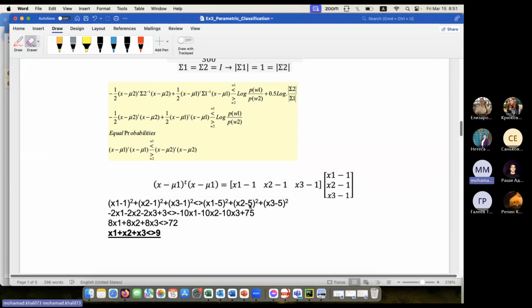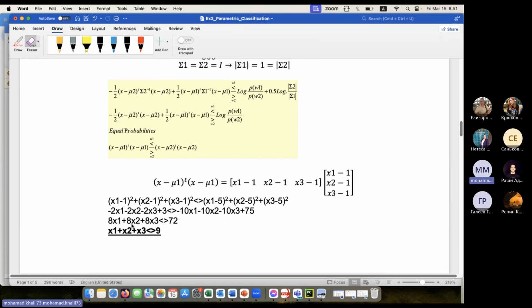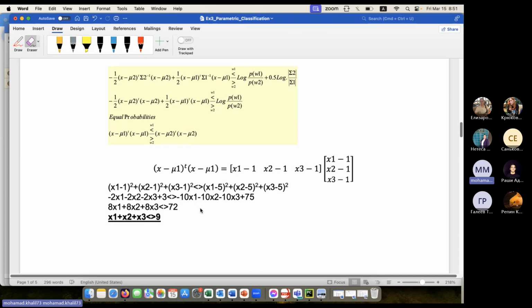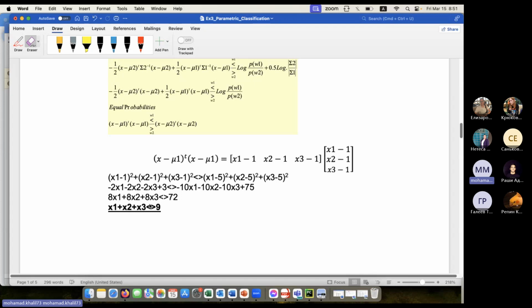You can simplify by all the squares, and you will have minus 2x1, minus 2x2, minus 2x3, plus 1, plus 1, plus 1, plus 3. If it is less than or greater than, minus 10x1, minus 10x2, minus 10x3. And at the end, look at the end, 10x1, 8x2 is less than 92. At the end, look what I have. Simplify by 8: x1 plus x2 plus x3. If it is less than 9, class 1, otherwise class 2.